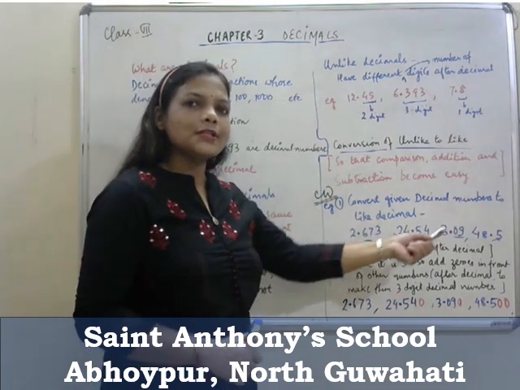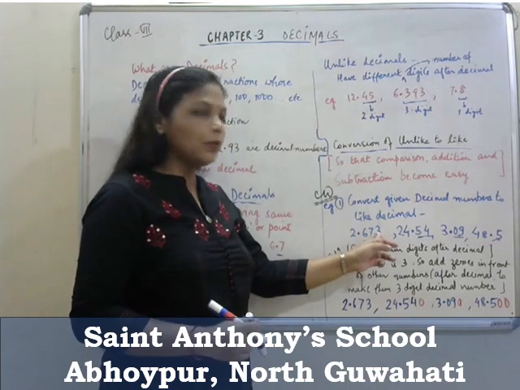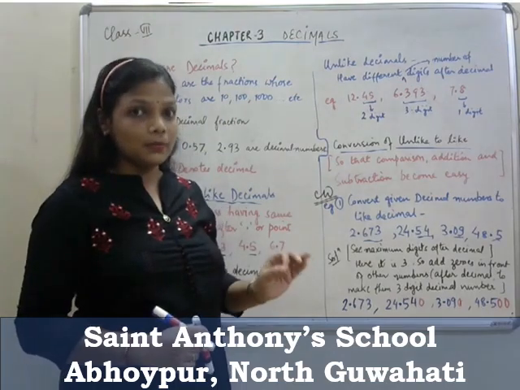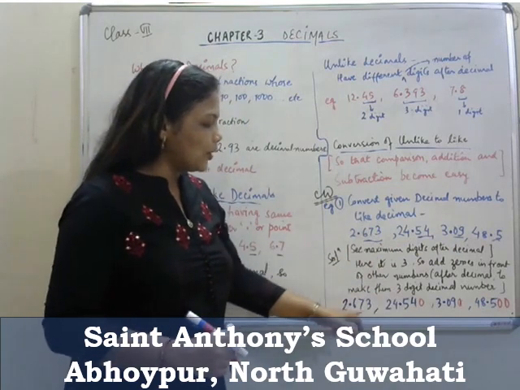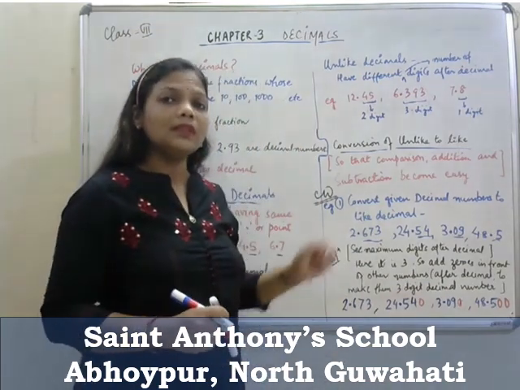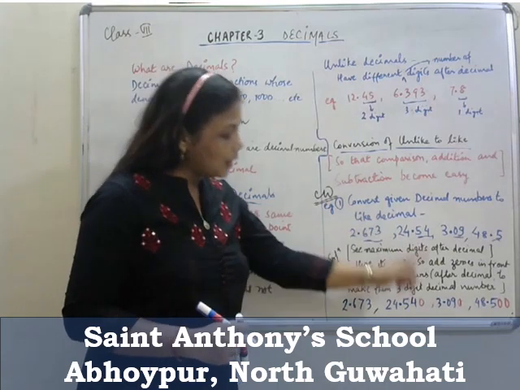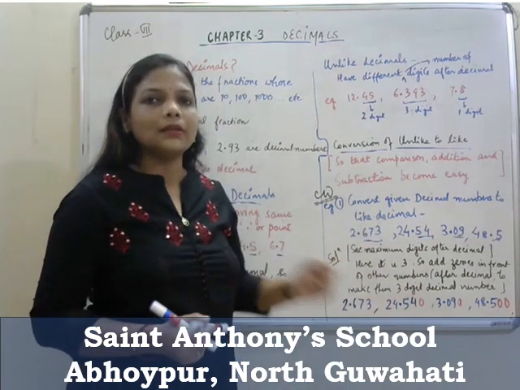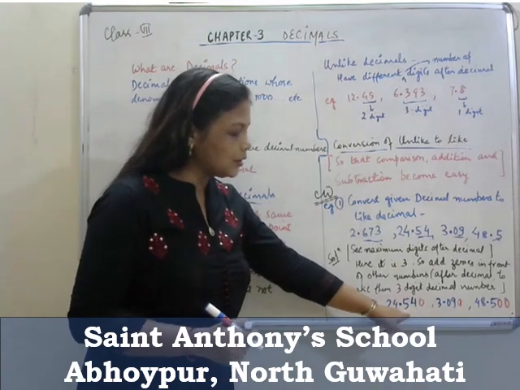First you have to see the maximum number of digits after decimals. Here, 3 is the maximum number of digits after decimal; otherwise it is 2, here it is 2, here it is 1. So first we will see the maximum number of digits. So 3. Then I will write all the numbers as they are: 2.673, 24.54, 3.09, 48.5. Now, 3 is your maximum digits after decimal. For other numbers which have fewer than 3 digits, keep on adding zeros to make it 3. Look here, it was 24.54, so only 2 digits after decimal. What did I do?